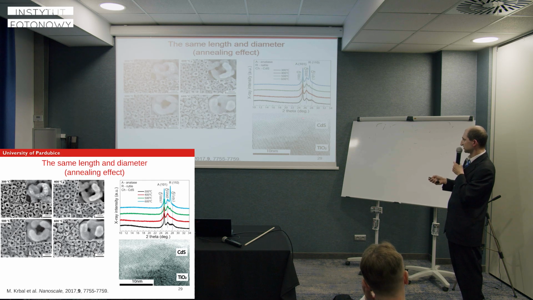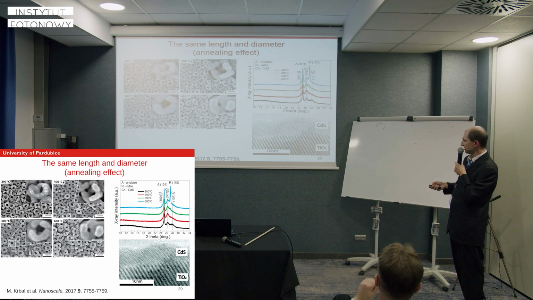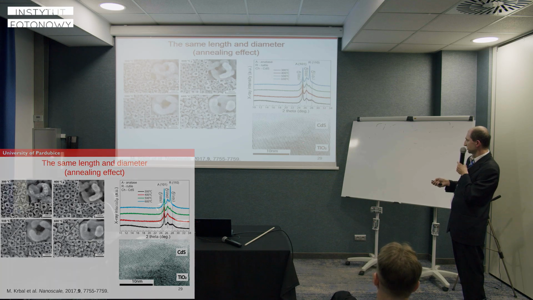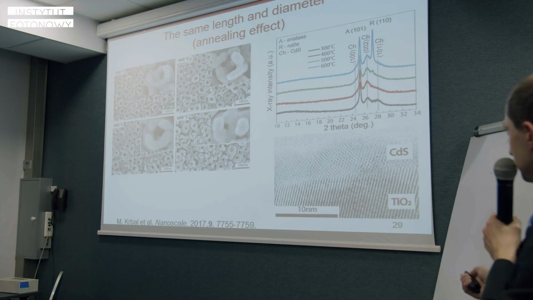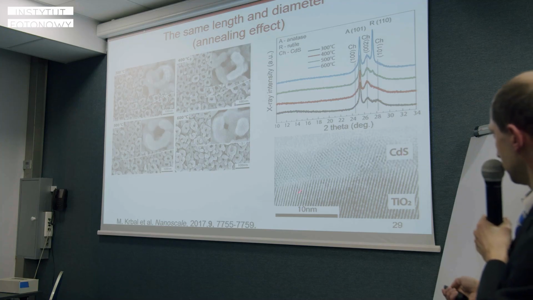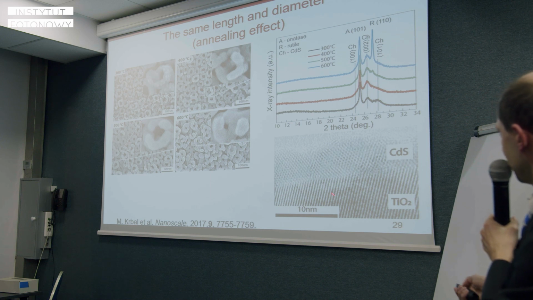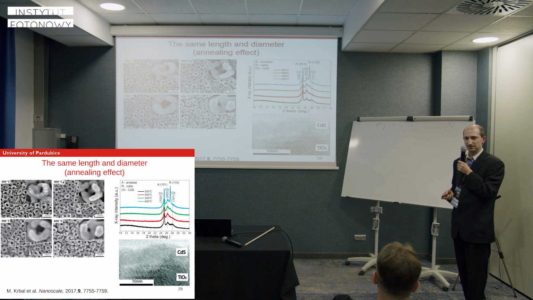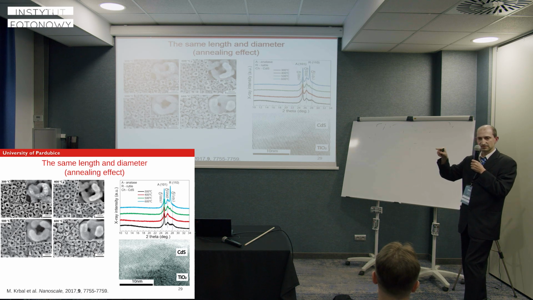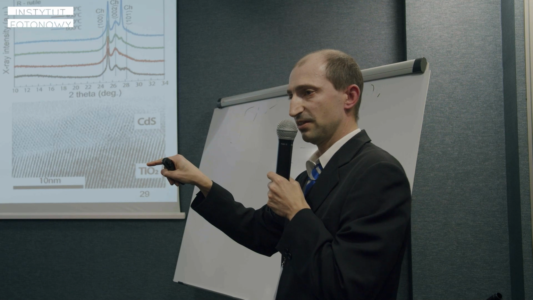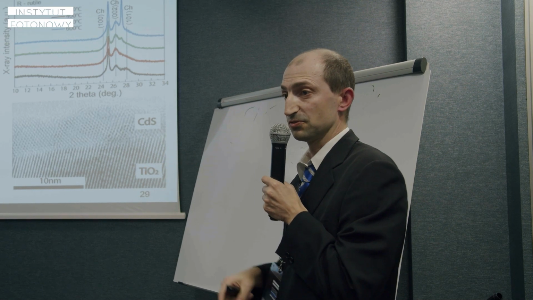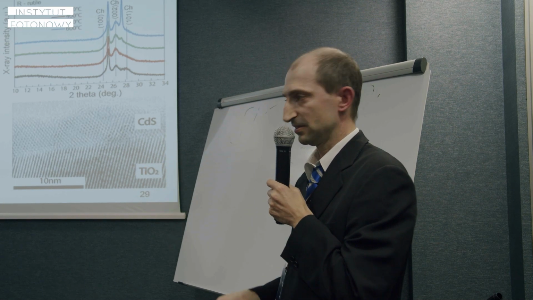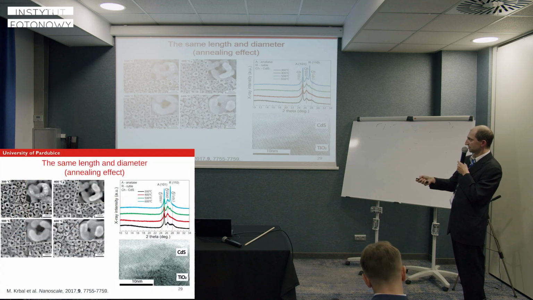TEM shows something interesting here. This is an interface between the titanium oxide and cadmium sulfide. These lines are atoms from the titanium oxide and these from cadmium sulfide. And exactly at the interface you can see that these lines touch. So that means that it's something like templated crystallization or templated growth. That's why we have some nice crystals on top.